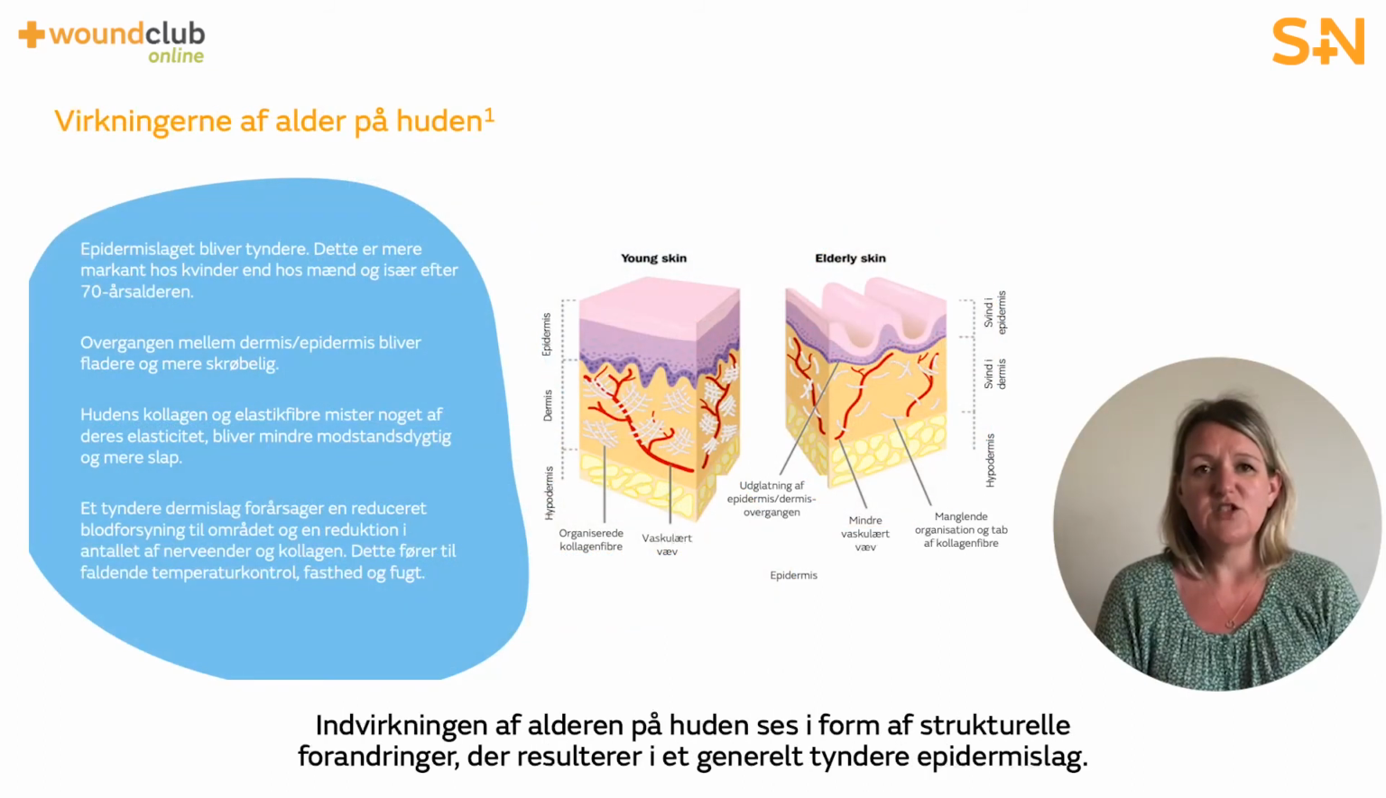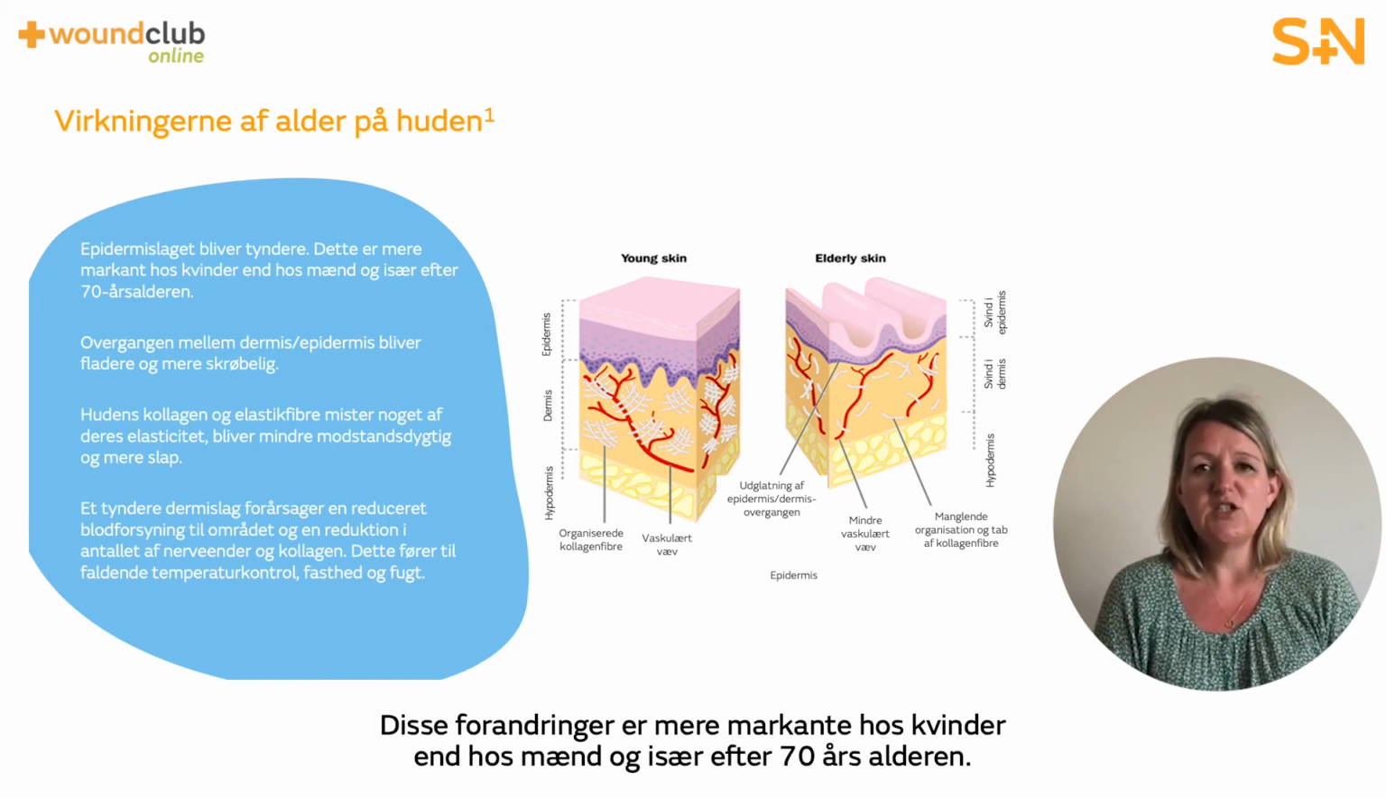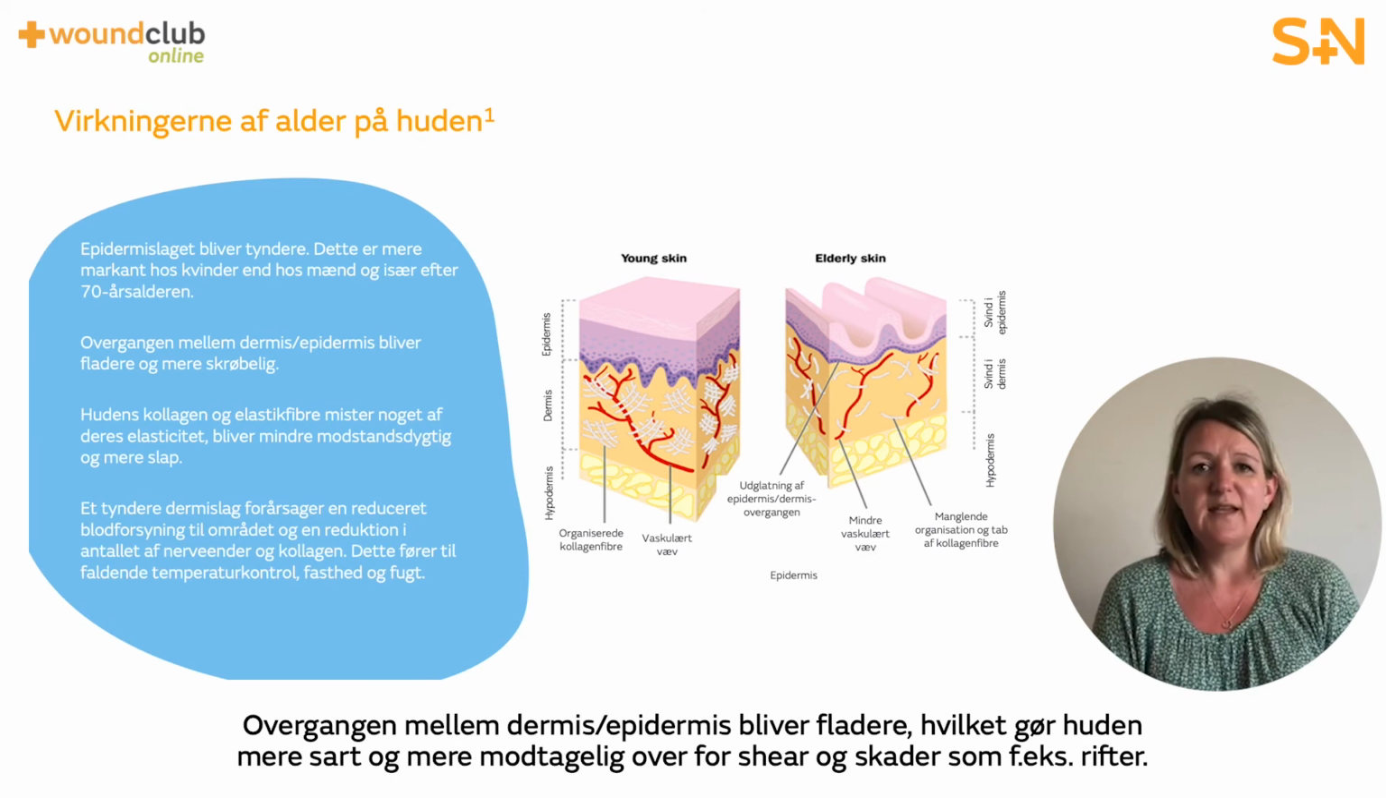The effects of age on the skin present structural changes that result in an overall thinning of the epidermis. These changes are more marked in women than men, and particularly for those over 70 years old. There is a flattening out of the dermo-epidermal junction, which makes skin more fragile and more susceptible to shearing forces and damage such as skin tears.